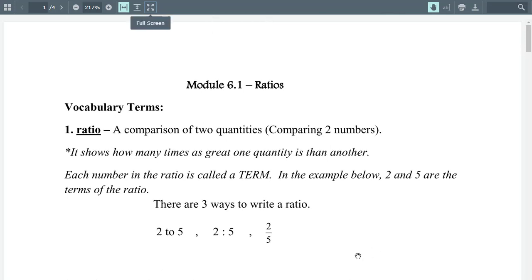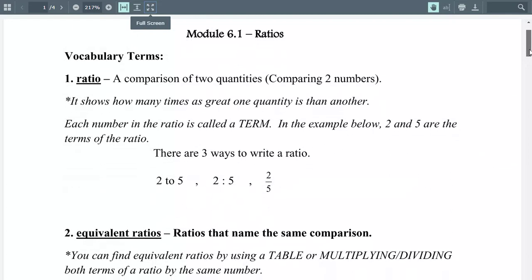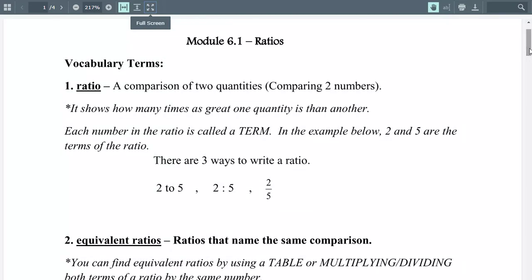Module 6.1 Ratios. Vocabulary terms. Number 1, a ratio is a comparison of two quantities. You can also just mention it as comparing two numbers. A ratio shows how many times as great one quantity is than another. Each number in the ratio is called a term. In the example below, 2 and 5 are the terms of the ratio.